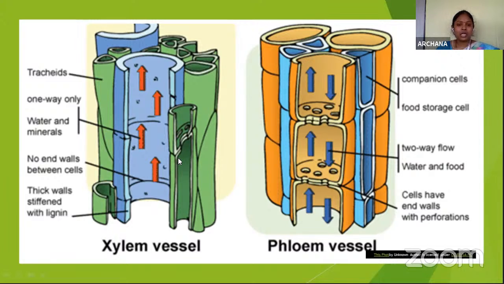Xylem is a complex tissue which is made up of several cells like tracheids, vessels, xylem parenchyma and xylem fibers. And phloem is also a complex tissue. It is also made up of several cells like sieve elements, companion cells, parenchyma and sclerenchyma.